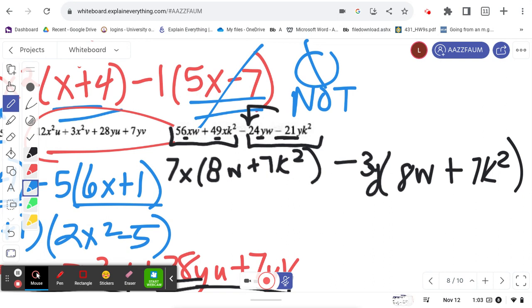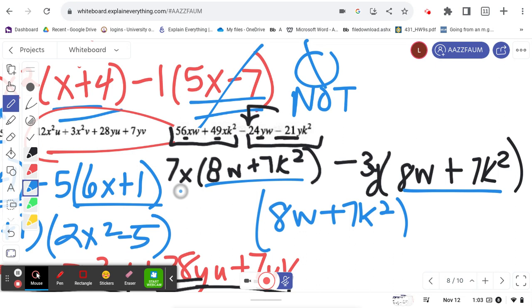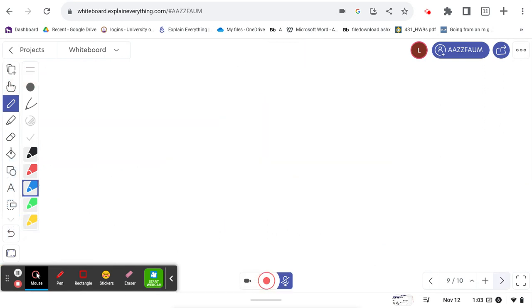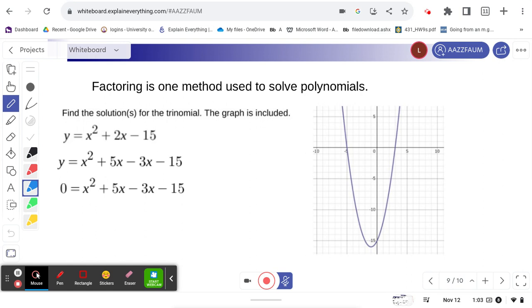And look here, those parts match. That has to happen if it does indeed work to factor by grouping. If I pull that to the front, I get 8w plus 7k squared, and then I'm left with 7x minus 3y. And this is the product of factors. All right, at this point, we're going to go back to the beginning problem.